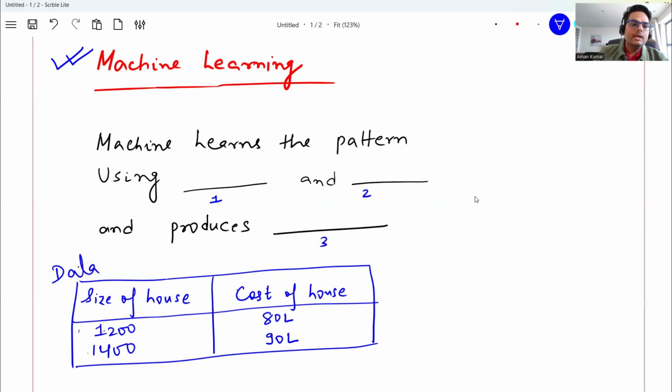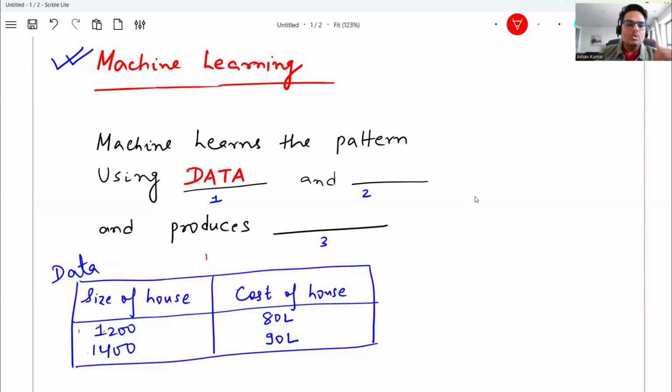So if I want machine to learn the pattern hidden in this data, then the first thing that I need to supply to machine is data, and that comes here. Okay. So machine learns the pattern using what is the first thing, what is the first prerequisite? Data. Machine will need some data to learn the pattern. Okay. That is the part 1.